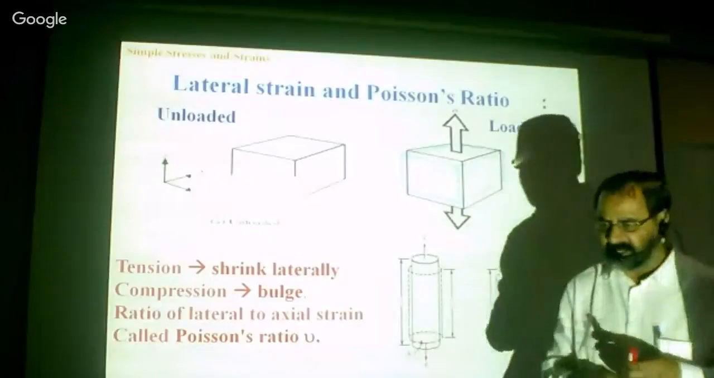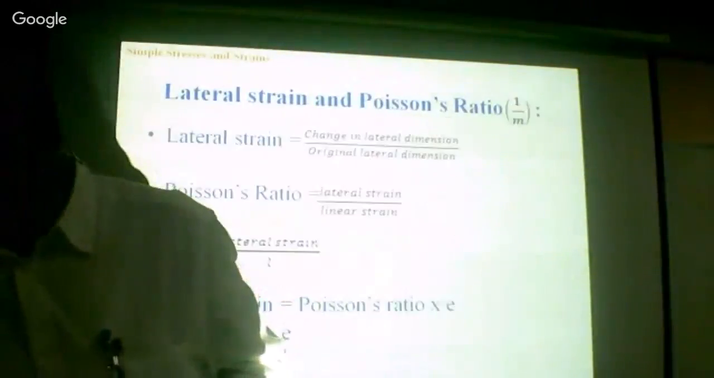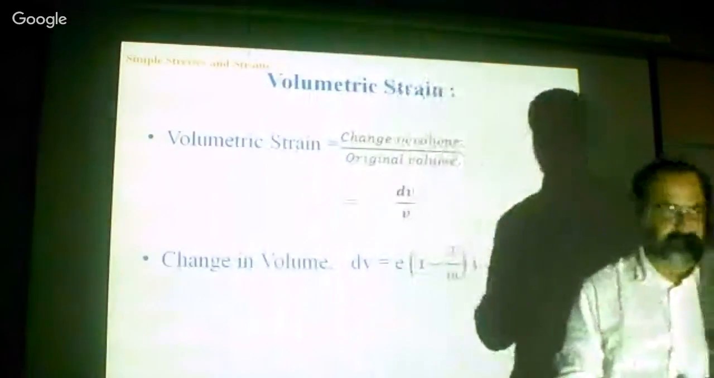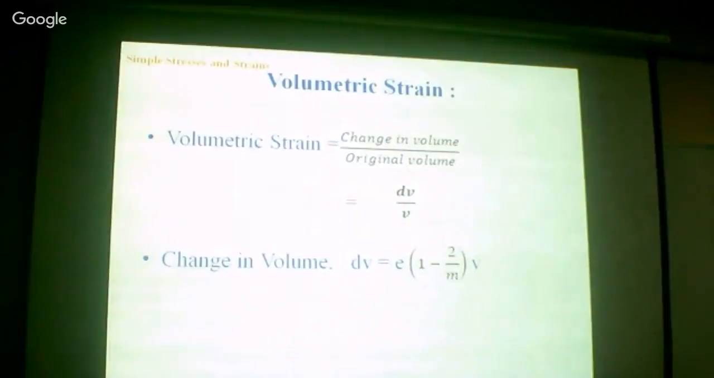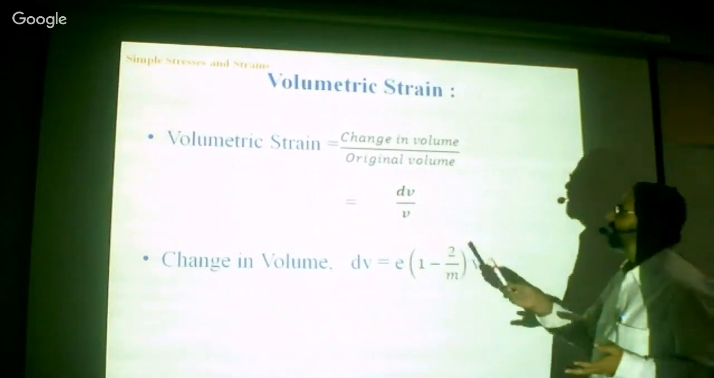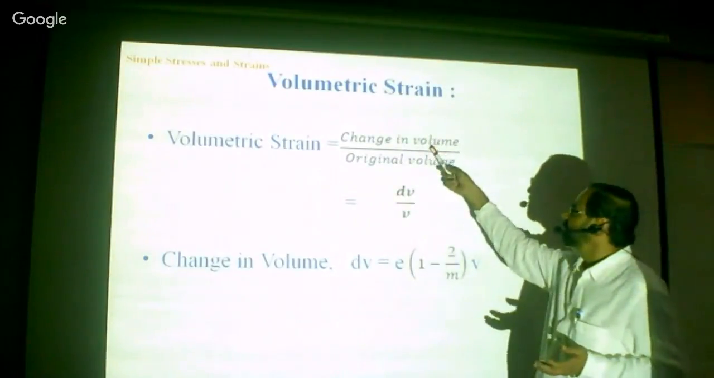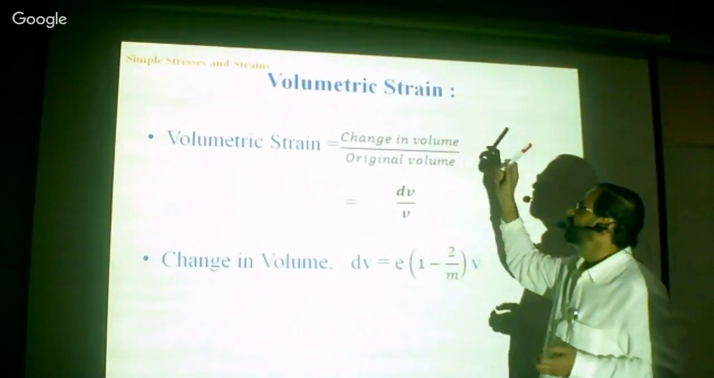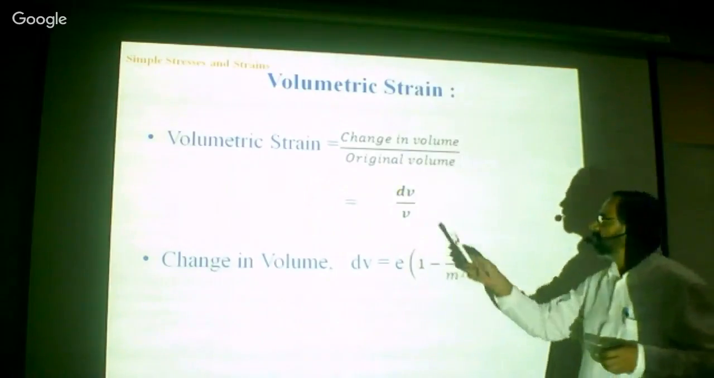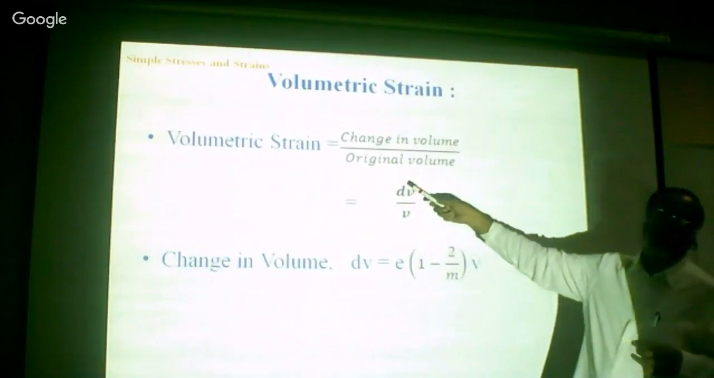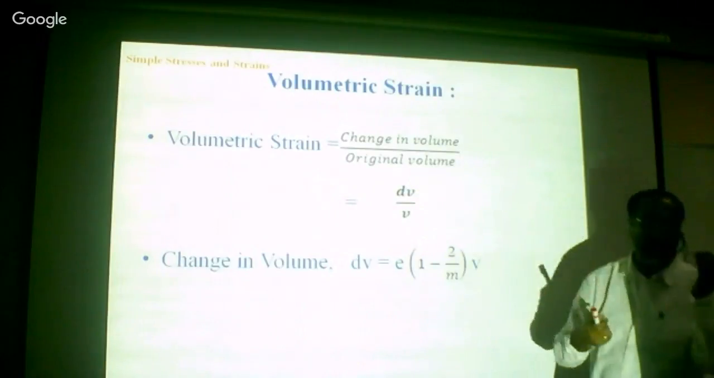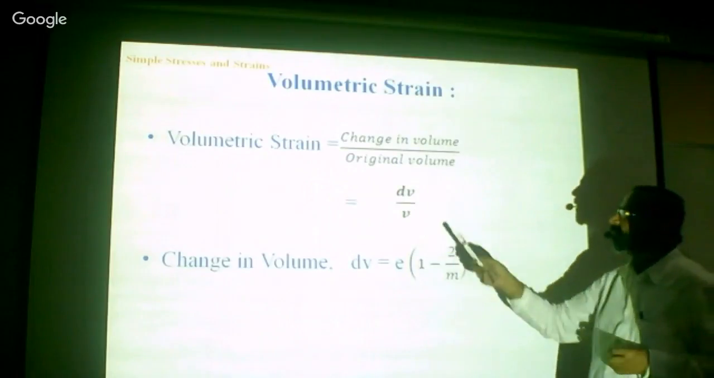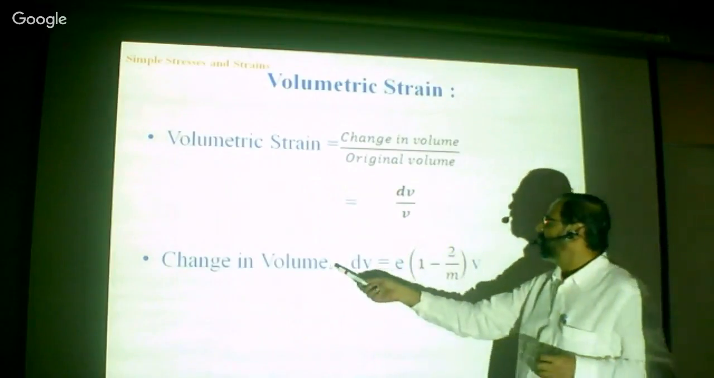When you apply the force, there will be some small change in the volume of the material. So now see, volumetric strain. The volumetric strain is the change in volume divided by the original volume. Change in volume, this is delta V, a little change. This is the original volume of the material. And therefore, change in volume is equal to strain times V.